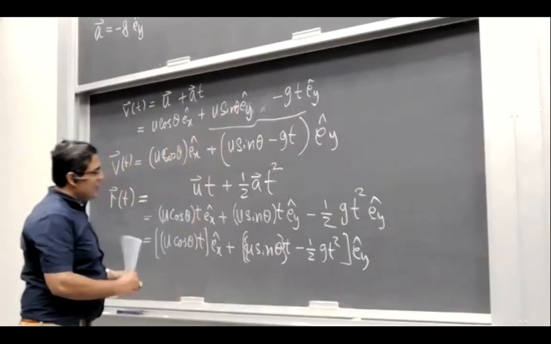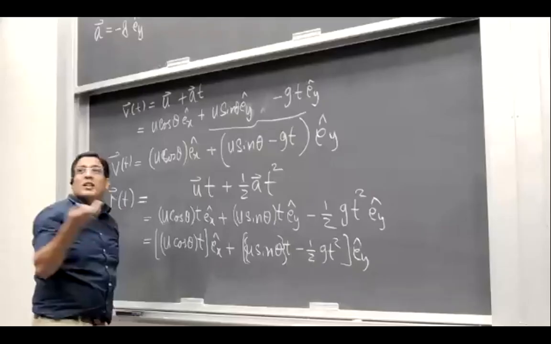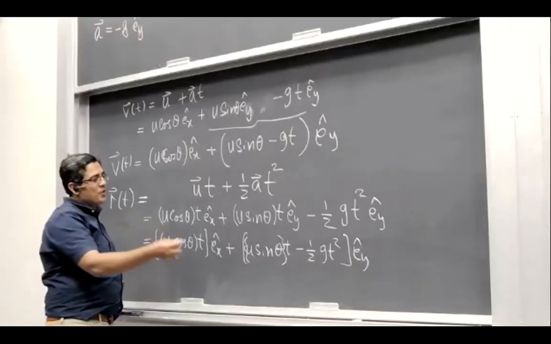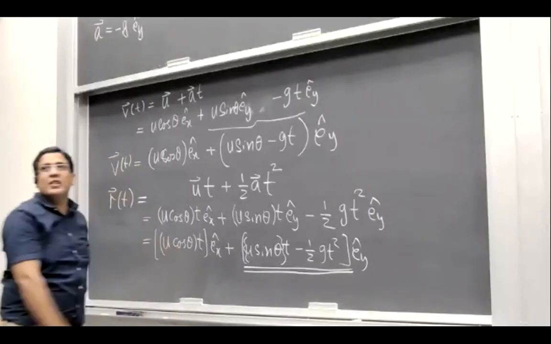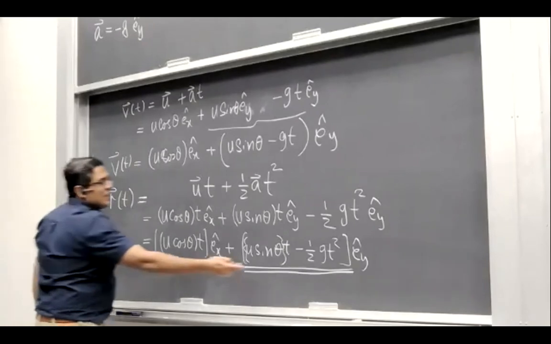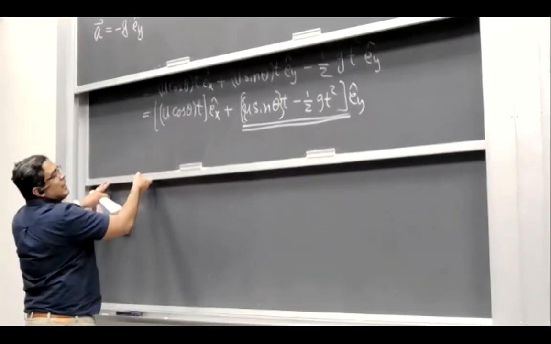So the physical condition is that when the object has fallen down again, its y component is 0 at the beginning, and its y component would be 0 again when it hits the ground. So this quantity here, this is the physical condition that we need to impose. When this is 0, that is the condition when the projectile has hit the ground again. So let's impose that condition and see what we get.